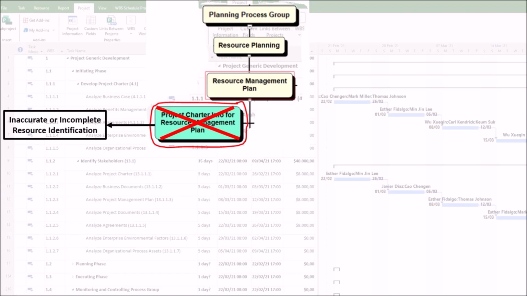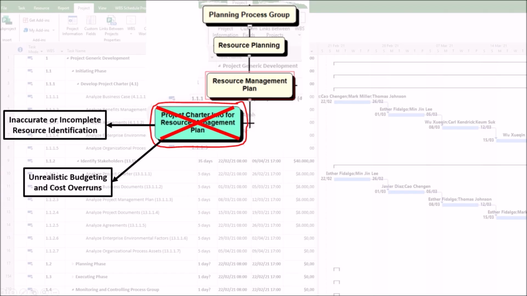1. Inaccurate or incomplete resource identification. The harm here is that a superficial reading of the project charter's high-level requirements and objectives can lead to completely missing the mark on what resources are actually needed. As a result, critical skill gaps emerge mid-project, causing delays, budget overruns, and rework as you scramble to find and onboard the correct resources.